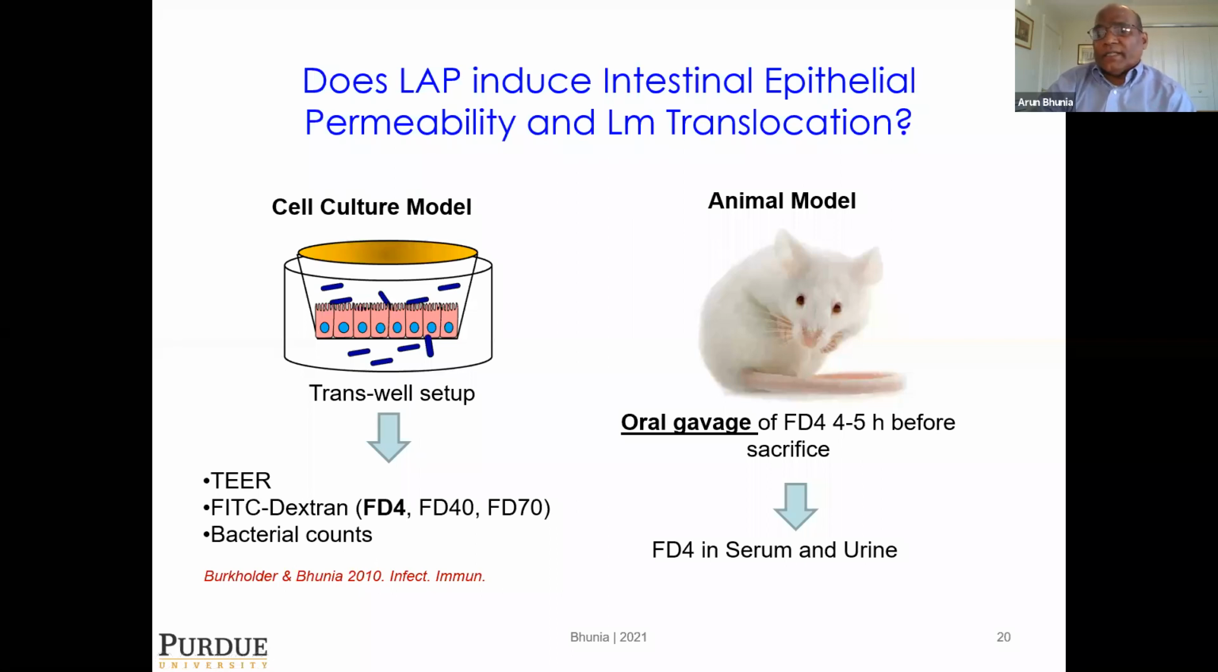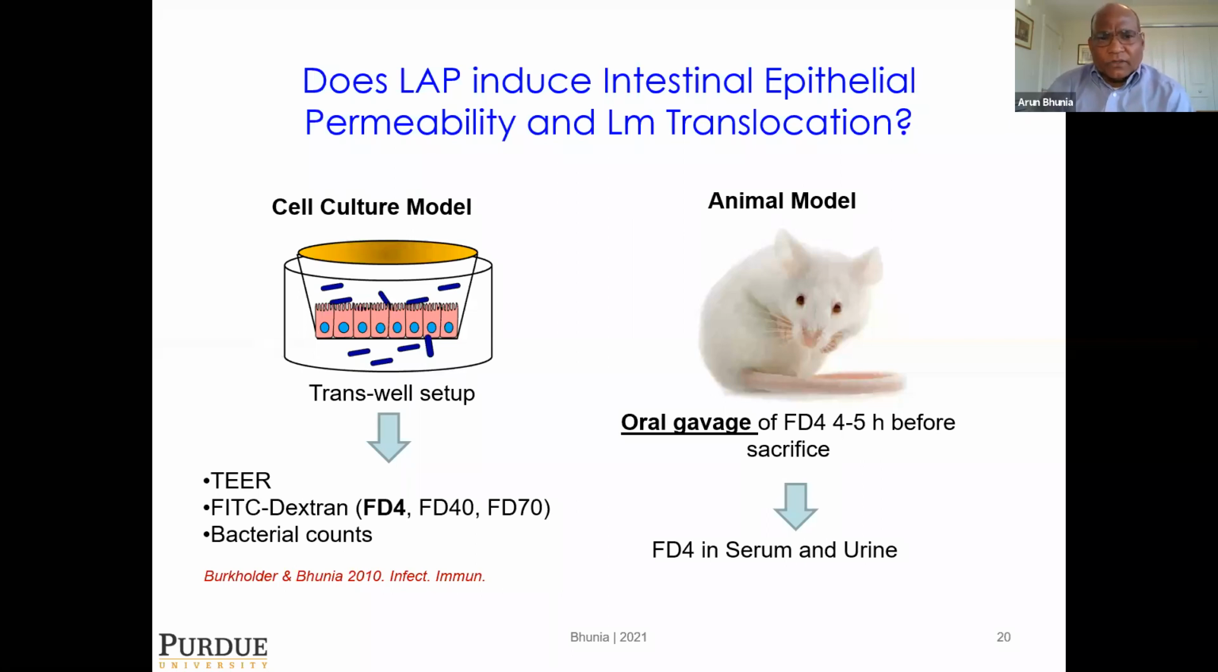We established in the cell culture model earlier that it appears that LAP can open the tight junction barrier. So we confirmed that in the mouse model. And before you can challenge this animal with the Listeria, before you sacrifice these animals, you can orally gavage this tracer molecule and then look for their release in the serum and the urine. And this is essentially checking the integrity of the epithelial barrier.